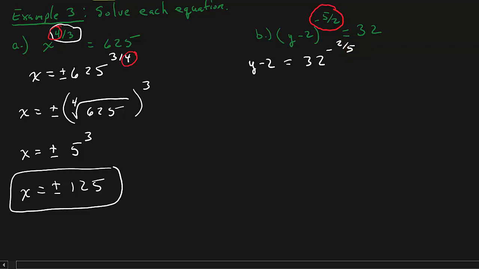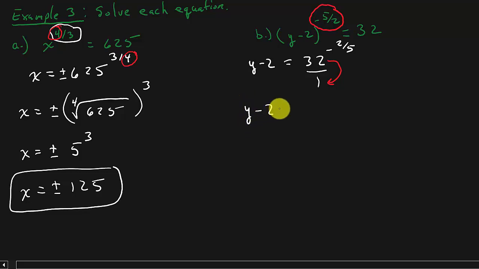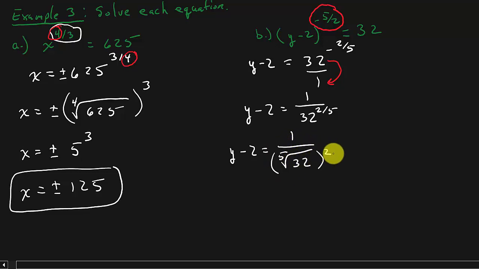All right. So now let's go ahead and solve this, but I need to make my exponent positive. That's over 1. And so I'm going to move it across the fraction bar. Remember, when you move something across the fraction bar, it changes the sign of the exponent. So I get y minus 2 equals 1 over 32 to the 2/5. And so now let's just simplify this. This is going to be y minus 2 equals 1 over the 5th root of 32 squared.